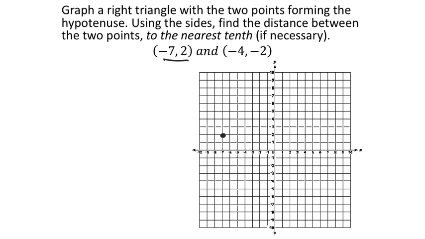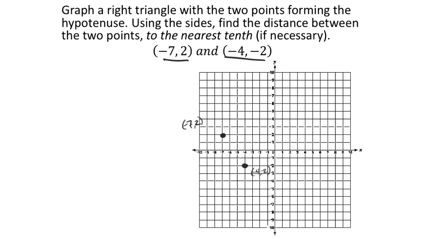Now if you want to label it as -7, 2, that's fine. You don't necessarily have to. But at least I've got the first one on there. The next one is going to be -4, -2. So I would go left 4, down 2, which is going to give me this point right here. Again, I'm going to label it even though you don't necessarily have to. Just trying to be thorough here.